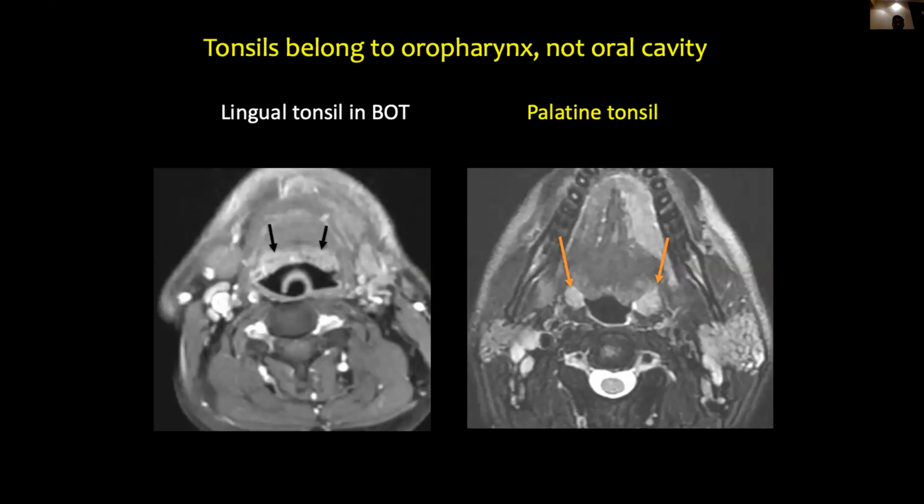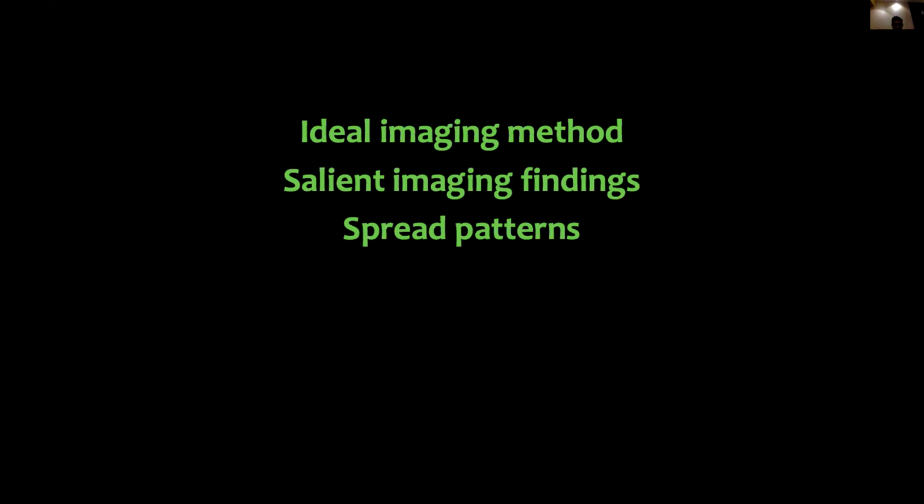There are normal enhancing structures in the oral cavity, the lingual tonsil and the palatine tonsil, which should not be mistaken for disease of the BOT. So lingual tonsil is at the level of the base of tongue, and palatine tonsils are at the level of the tongue proper, which is at the level of the tonsils. So these normal enhancements should not be mistaken as disease.